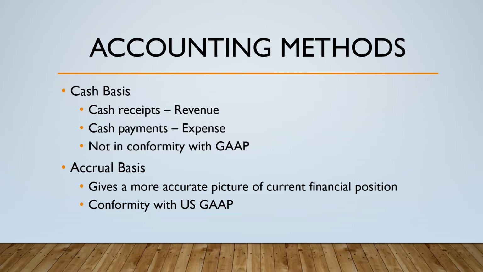Now the cash basis is used by many small businesses, and it's based on when cash actually changes hands. When cash is received, revenue is recorded. Expenses are recognized when cash is paid. This method is not in conformity with generally accepted accounting principles, or GAAP, because it can accelerate or delay revenues and expenses. Cash flow is used to measure the company's performance under the cash basis method.